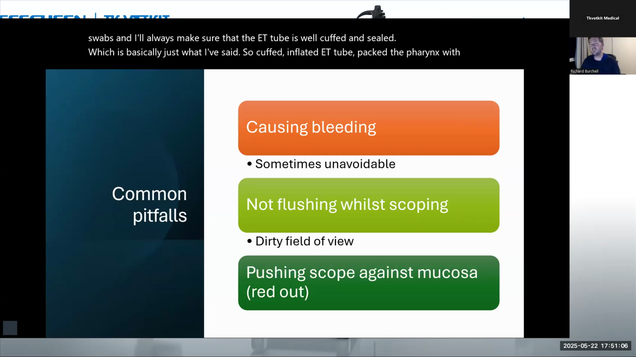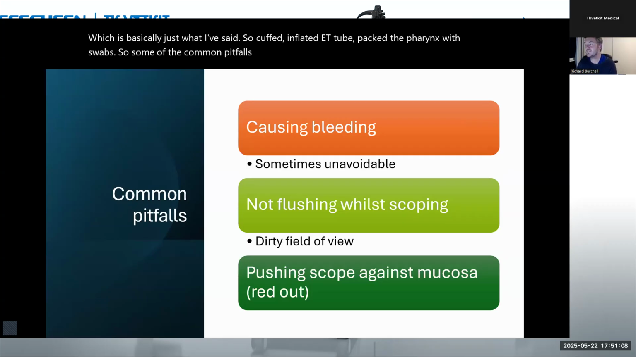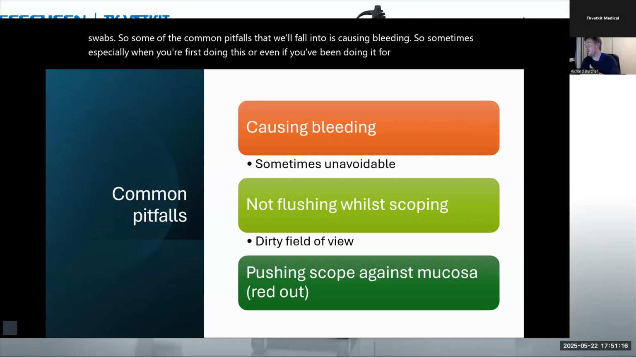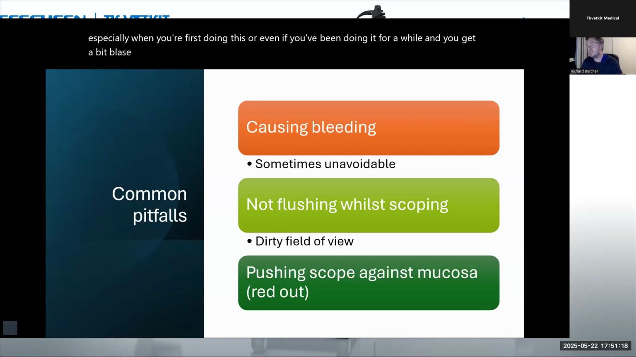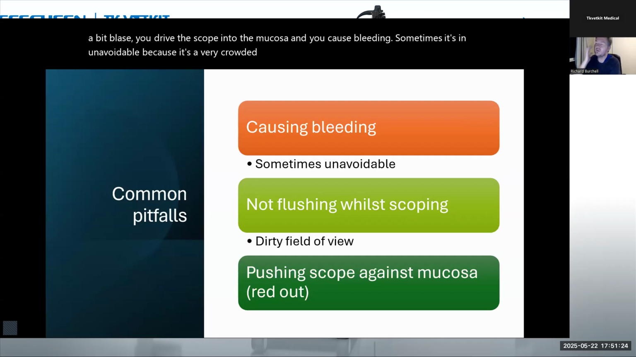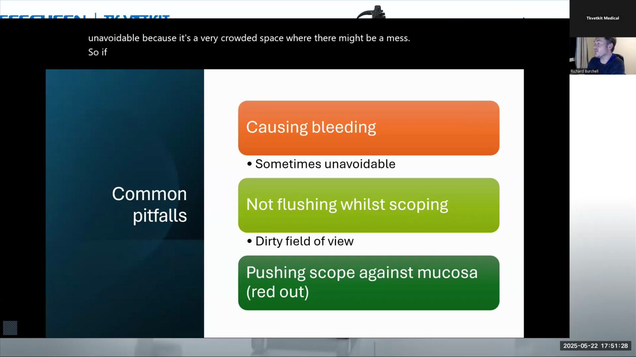So some of the common pitfalls that we'll fall into is causing bleeding. Sometimes, especially when you're first doing this, or even if you've been doing it for a while and you get a bit blasé, you drive the scope into the mucosa and you cause bleeding. Sometimes it's unavoidable because it's a very crowded space, or there might be a mass. So if that happens, sometimes you have to just wait for the bleeding to subside and then maybe do a gentle saline wash and then go in again.